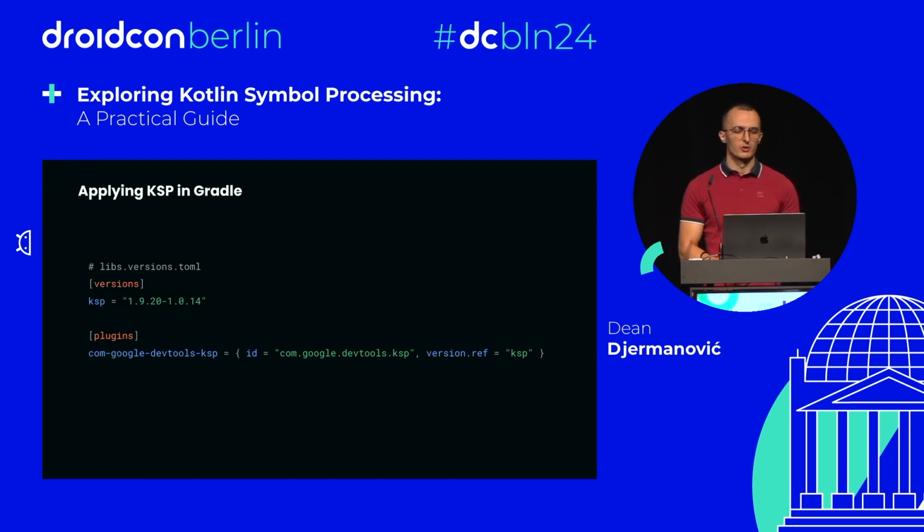After that, you need to specify the KSP version that you're going to use in your version catalog file if you're using a version catalog. An important thing to note here is that each KSP version is strictly tied to the exact Kotlin compiler version, and for this reason, the KSP version string has a Kotlin version in it.